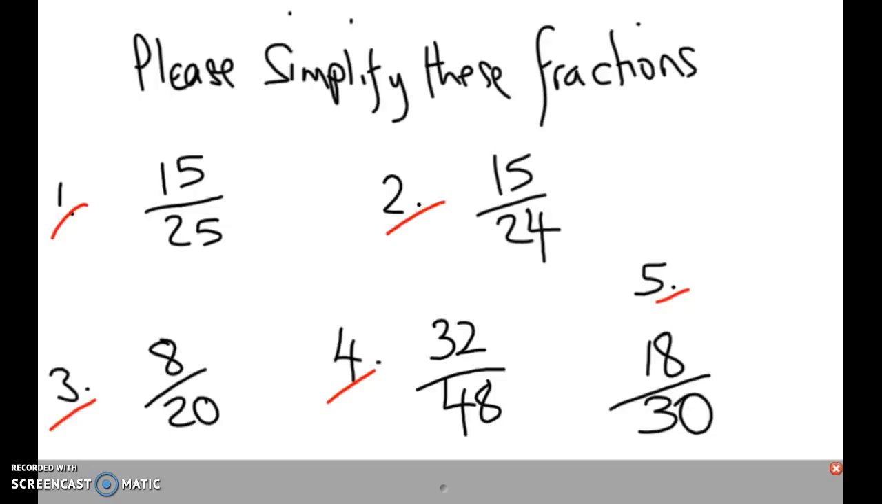Some practice questions. You've had a bit of a demonstration of how this is to be done. If your teacher pauses the video, you can have a go at these 5 questions and check your answer. So pause here, please.